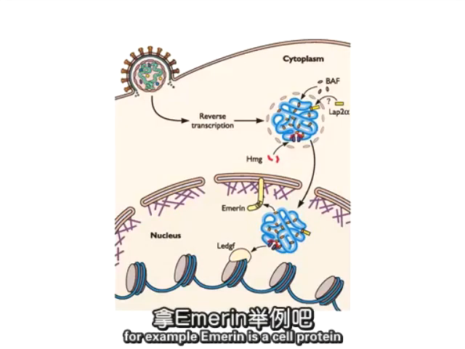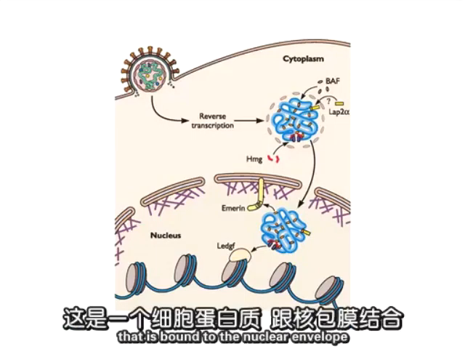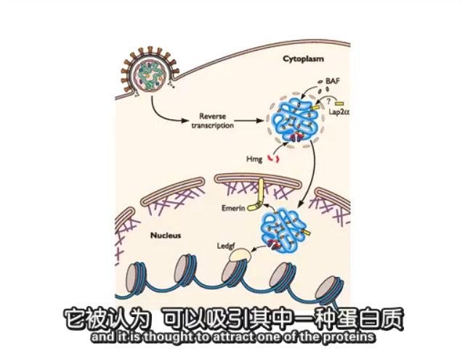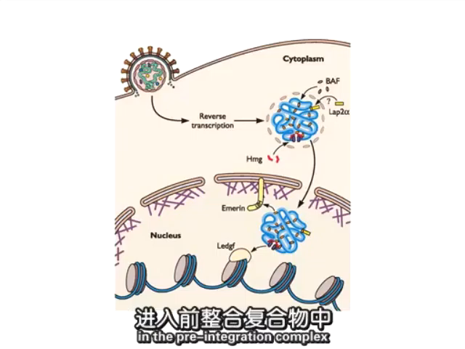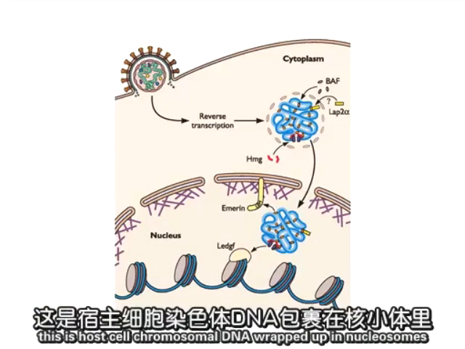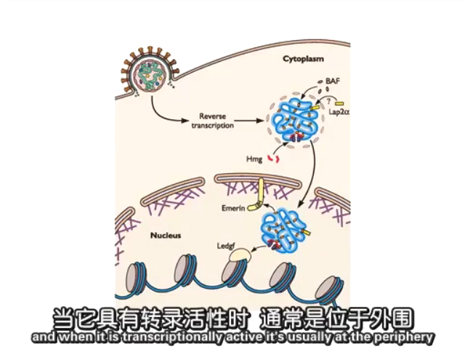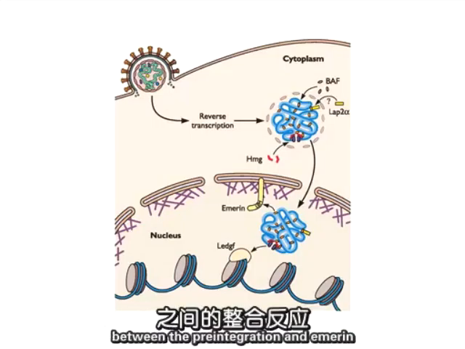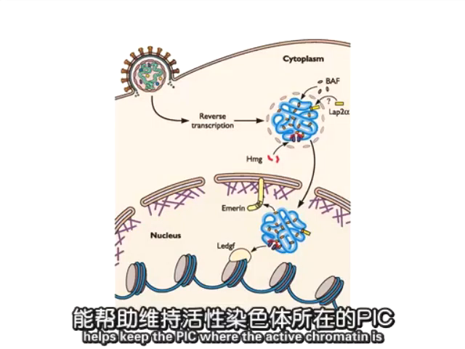For example, Emerin is a cell protein that is bound to the nuclear envelope. And it's thought to attract one of the proteins in the pre-integration complex because active chromatin is usually in the periphery of the nucleus. So here's some active chromatin here. This is host cell chromosomal DNA wrapped up in nucleosomes. And when it's transcriptionally active, it's usually at the periphery. So it's thought that this interaction between the pre-integration complex and Emerin helps keep the PIC where the active chromatin is.